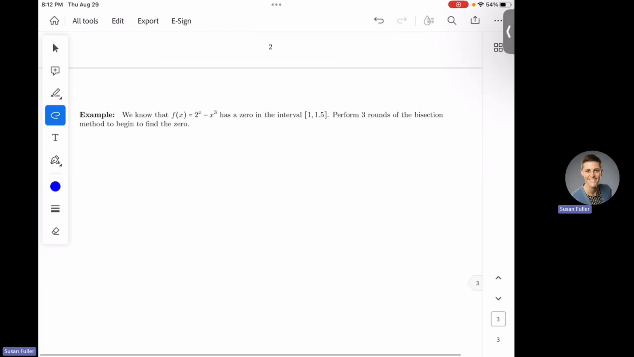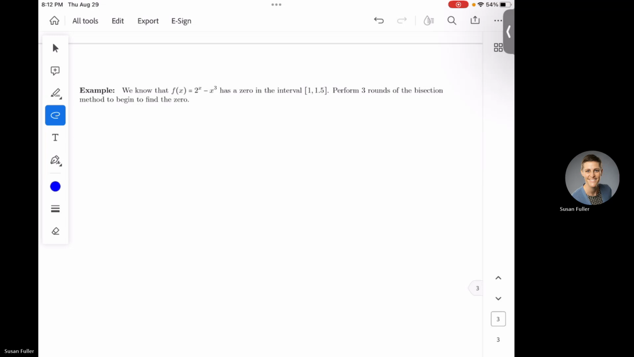Okay, so let's try this. f of x equals 2 to the x minus x to the third. This has a 0 on the interval from 1 to 1.5, and we'll get into that in just a second. I want to perform 3 rounds of the bisection method to start to find a 0.